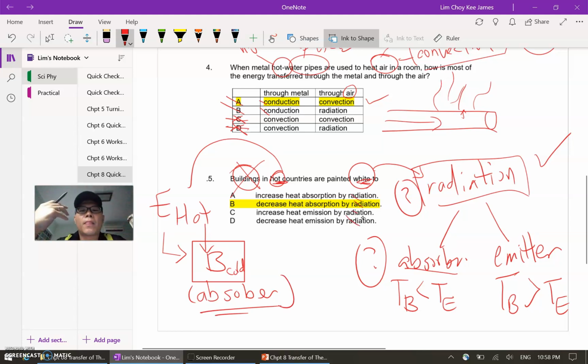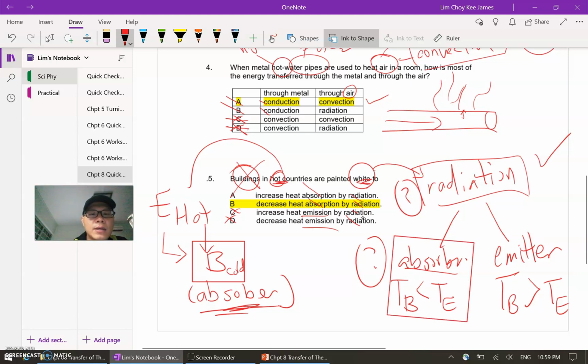So if you're looking at radiation, you find that all four choices are about radiation. Based on the clues given, the second clue I'm looking out for is that I'm targeting absorption. So it's only A or B. C and D I can knock out straight away because they deal with emission or emitters. Remember, white is a bad absorber and a bad radiator. So if I'm targeting an absorber, white automatically gives me a bad absorber. That's why I will choose option B. White makes heat absorption slower. As a result, my building is maintained at a lower temperature. This is what we mean by absorption.